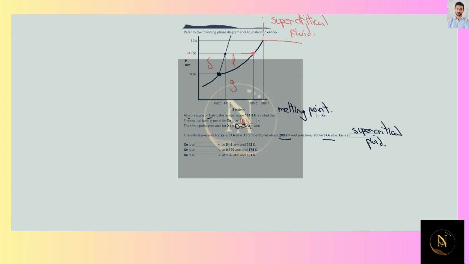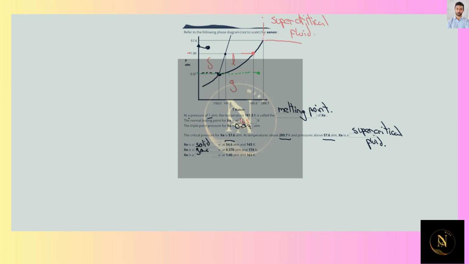Now, just identify the phases in which we're going to be at these conditions. At 54.6 atmospheres, we're going to be somewhere around here, and 143 Kelvin, so somewhere below this point. What is going to be the phase? This is going to be a solid. At 0.37 atmospheres and 174 Kelvin, meaning this point, we put it in green, somewhere around this region, the phase is going to correspond to a gas or vapor.